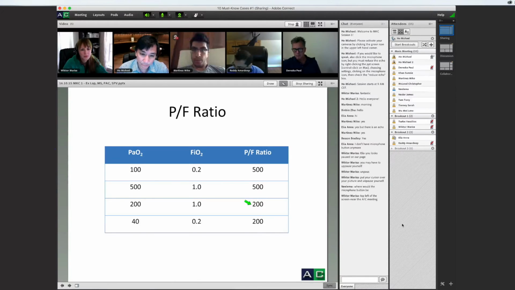Right. But if you're down to room air and you had a PF ratio of 200, that means your PaO2 is going to be 40. Imagine that. You have venous blood floating around in your arterial circulation.